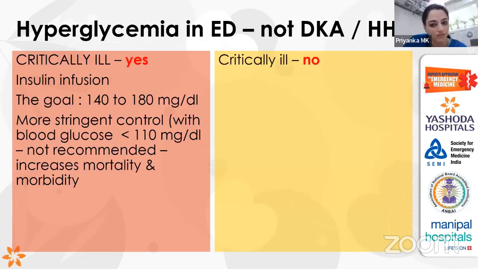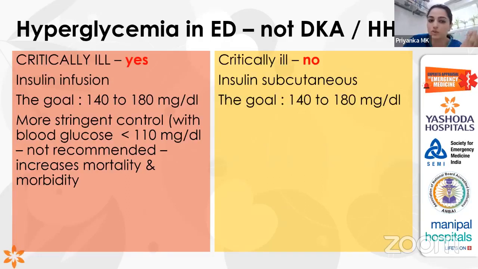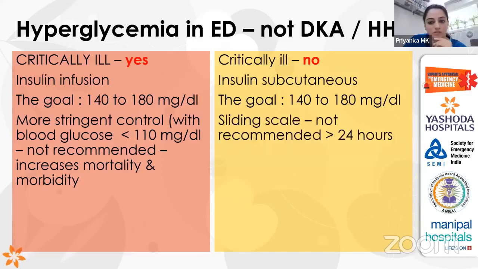If the patient is not critically ill, you need to decide whether you're hospitalizing the patient or sending the patient home. If you're sending the patient home, you can initiate oral antihyperglycemic agents and send the patient. If you're hospitalizing the patient, subcutaneous insulin is preferred. The goal is again the same, 140 to 180 mg per dL. Sliding scale is initiated in many institutions. You can start sliding scale insulin, but it's not recommended for use for more than 24 hours of hospitalization. Following 24 hours, you switch to basal bolus.